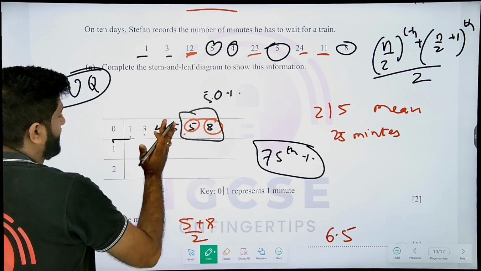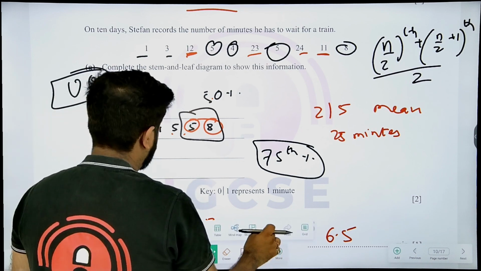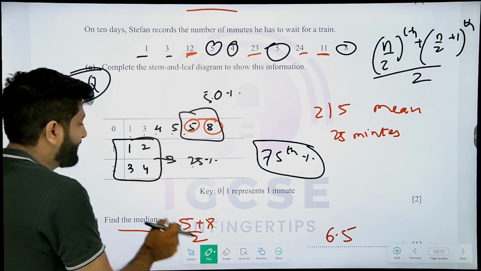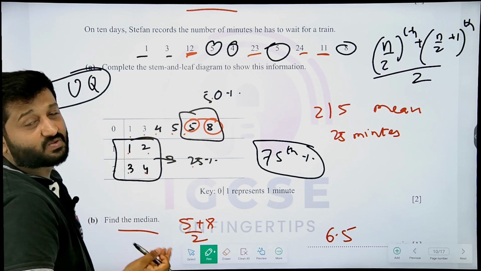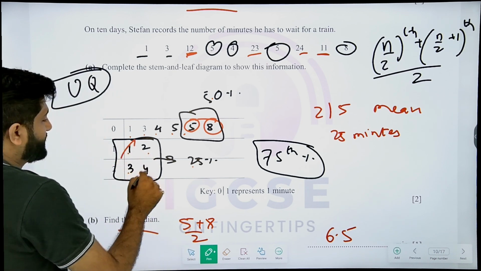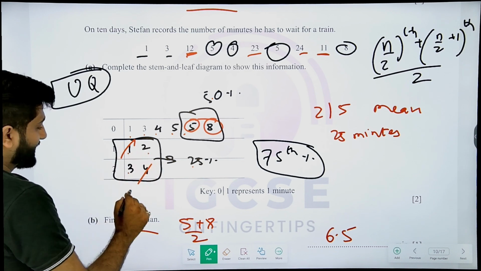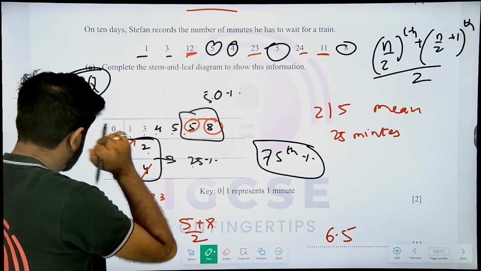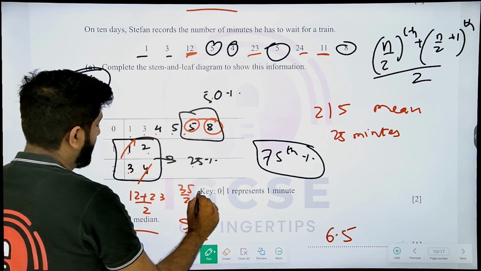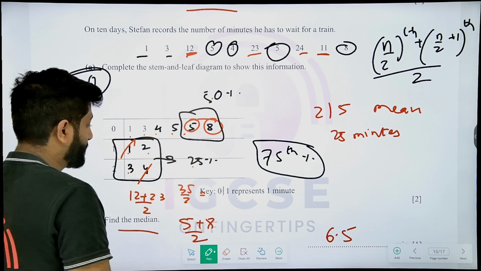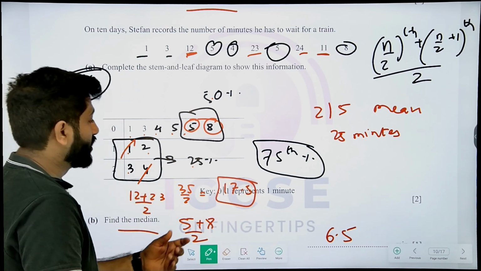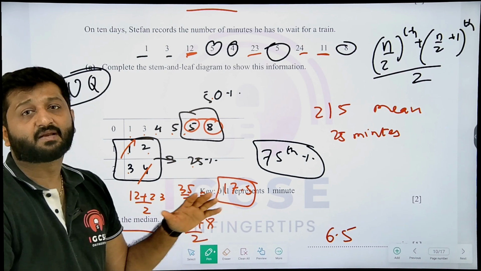So in case they tell you to find your upper quartile, I have 4 more observations. So I'll find the median of these observations. So you have 12 plus 23 divided by 2. That is 35 divided by 2. If I'm not wrong, that is 17.5. So your upper quartile is 17.5.